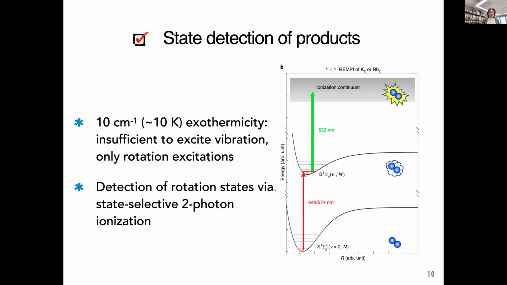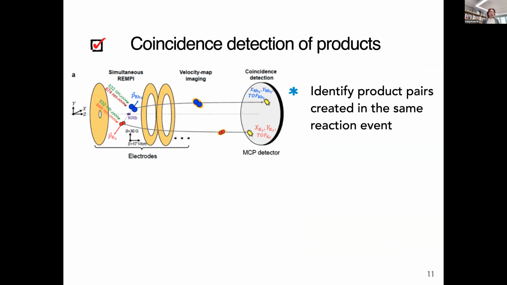So we go for the REMPI scheme, the state-selected two-photon ionization scheme, where the first photon allows us to identify the rotation states of the reaction products, and the second photon allows us to ionize the product and register it on our detector. Okay, so this is how we detect the quantum states.